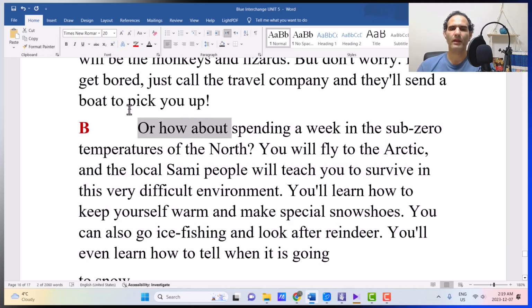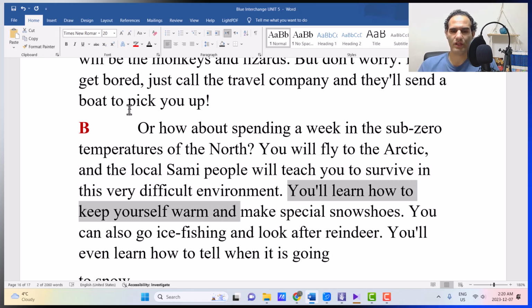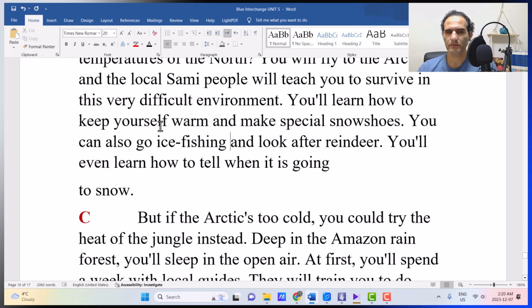Part B, or how about spending a week in the sub-zero temperatures? Sub means below. Sub-zero means below zero. Temperatures of the north. You will fly to the Arctic. Arctic, which is North Pole, and Antarctica, South Pole. And the local Sami people will teach you to survive in this very difficult environment. You will learn how to keep yourself warm and make special snowshoes. You can also go ice fishing, like breaking the ice and then fishing. And look after reindeer, like the deer in North Pole.